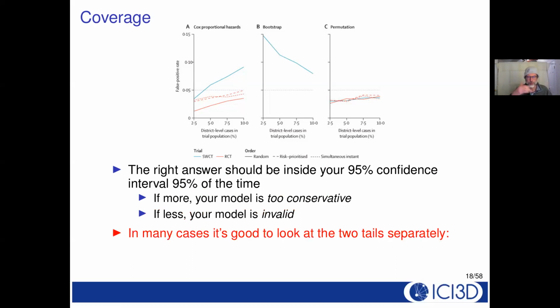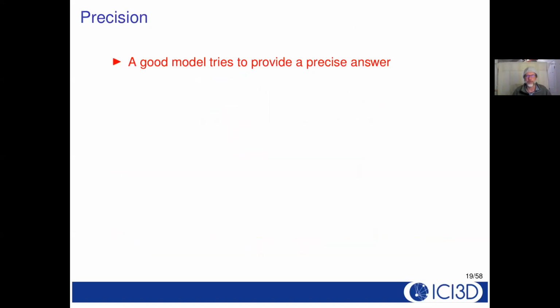I like very often, and we'll come back to talking about signs, meaning plus and minus, in a slightly different context, the idea of not just looking for a 5% total error rate, but that in many cases, you want to make sure you underestimate no more than 2.5% of the time and overestimate also no more than 2.5% of the time. So coverage for me is the gold standard of whether a statistical model is valid. And if you have good coverage and a sensible model, you're probably doing pretty well.